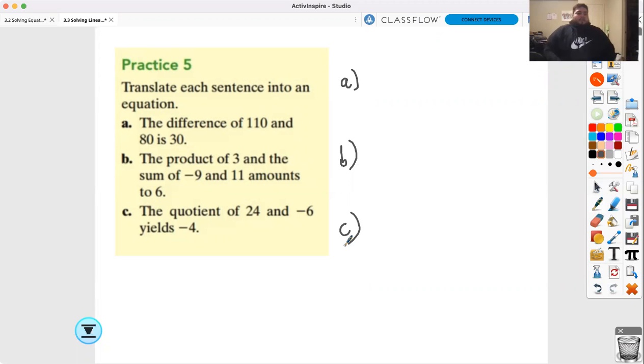And if anyone wants to share their answers for any of them, feel free to unmute and let me know what you put. It doesn't have to be in order. You can give me C, you can give me A, you can give me B. I'll tell you right now, C is the easiest, A is medium, and I would say B is the most challenging one. But they're not impossible though. Just break it down, reread it until it clicks in your head.